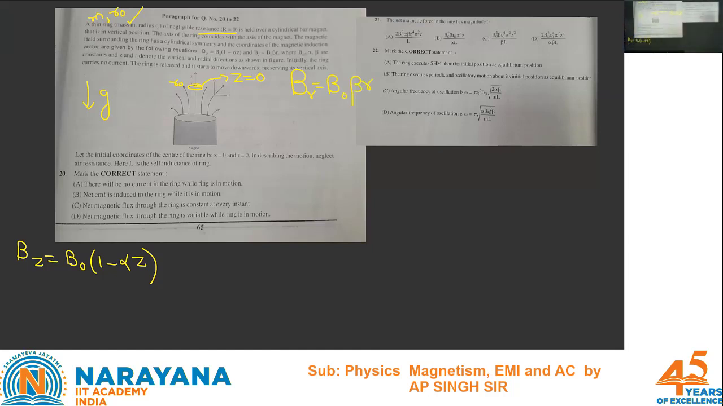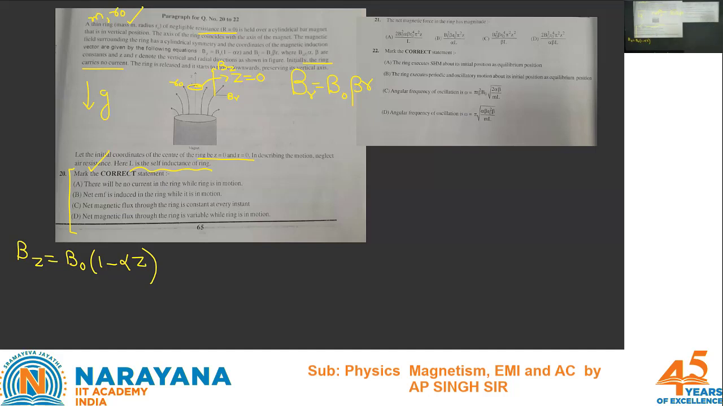Now the question is, all the information is given here. This is BR, this vertical is BZ. Now initially the ring carries no current. The question is, if the ring is released and it starts to move down from the axis, preserving its vertical axis, what are the statements we can make? And the initial coordinate of the center of the ring is given. You have to neglect the resistance, and L is the self-inductance of the ring.